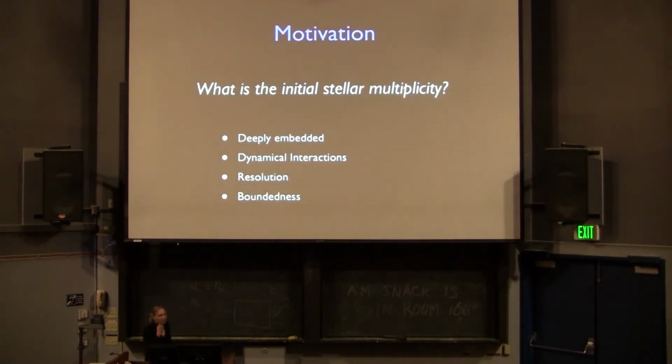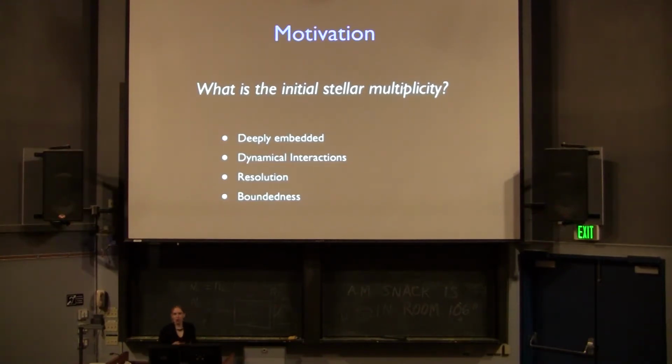So the motivation behind this question is, what is the initial stellar multiplicity? Now, a lot has been made of the stellar initial mass function, but you can also try and ask, what is the multiplicity of protostars? How does that evolve as a function of time? And what we see in the field may not be the initial stellar multiplicity, because things can change dynamically.